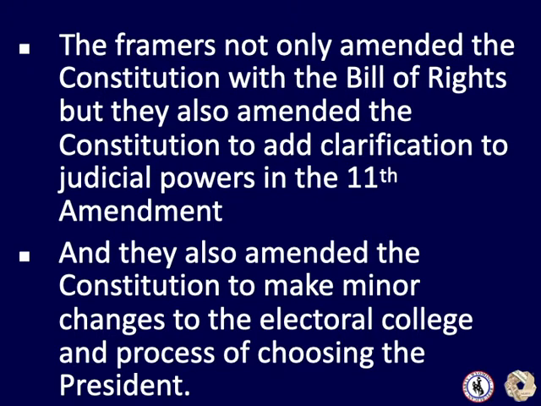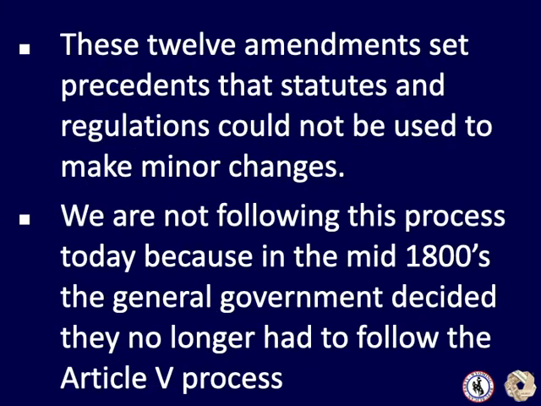The framers not only amended the Constitution with the Bill of Rights, but they also amended the Constitution to add clarification to judicial powers in the 11th Amendment. And they also amended the Constitution to make minor changes to the Electoral College and process of choosing the president. These 12 amendments set precedents that statutes and regulations could not be used to make minor changes. We are not following this process today, because in the mid-1800s the general government decided they no longer had to follow the Article 5 process.